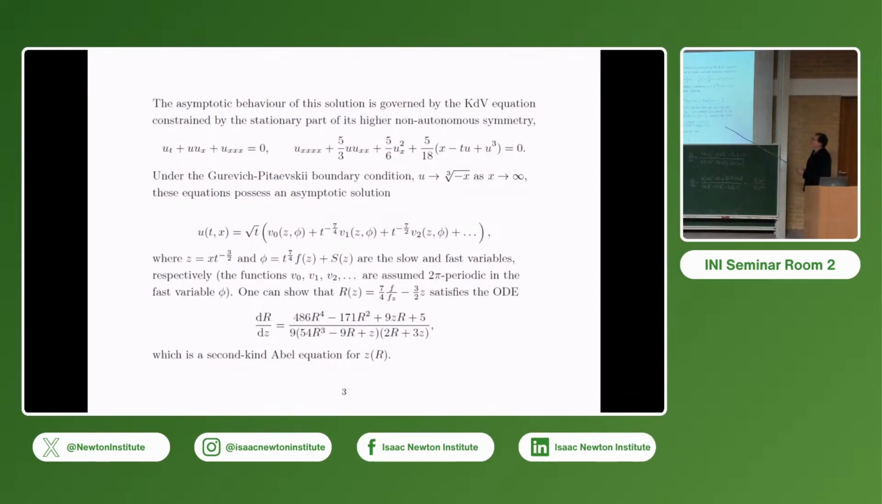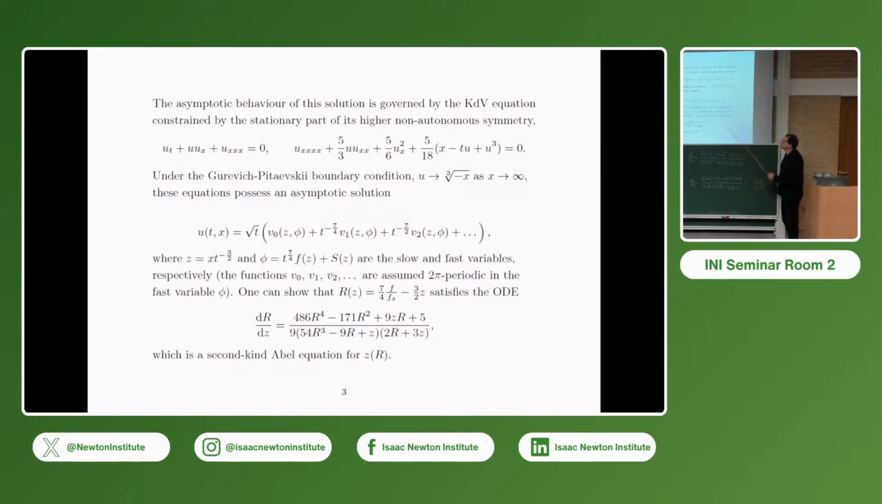Okay, so it was shown by Suleimanov that the zone of developed oscillations is described by the following asymptotic solution. u of t, x is root t times... So you have to introduce z and phi, slow and fast variables, right? z is slow, z is x t to the minus 3 over 2. Why is it slow? When t increases, z becomes smaller, right? It's a slow variable. Phi is t to the 7 over 4 times some function f of z, and everything will be about this function f of z, right? So this Abel equation is for this function, plus a phase s of z.